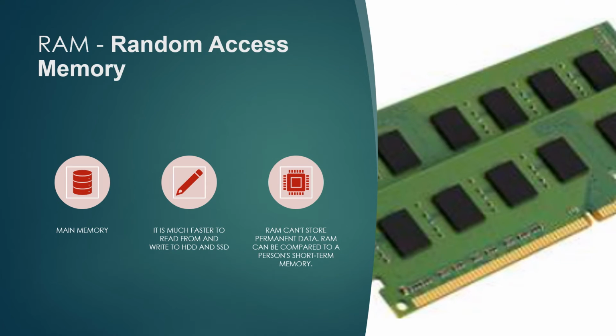RAM, random access memory. It is the main memory of the computer. It is directly proportional to the performance of the computer. It is much faster to read and write than the hard disk drive and SSD. Why? RAM is dynamic memory. It is not static memory. Whatever data is stored goes to the secondary memory, which is the hard disk drive or solid state drive. RAM can't store permanent data. As I said, there would be a performance impact if it were storing the data in the RAM.